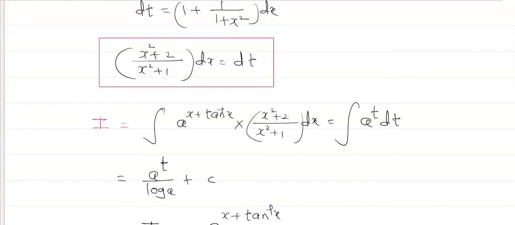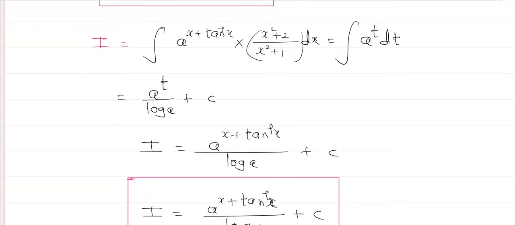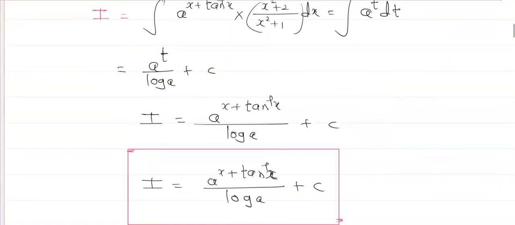But what is the integral of a raised to t? The integral of a raised to t is a raised to t upon log of a, plus c. Now our answer is to replace the value of t. What's the value of t? Now see this: x plus tan inverse of x. Therefore, I is equal to a raised to (x plus tan inverse of x) upon log of a plus c.